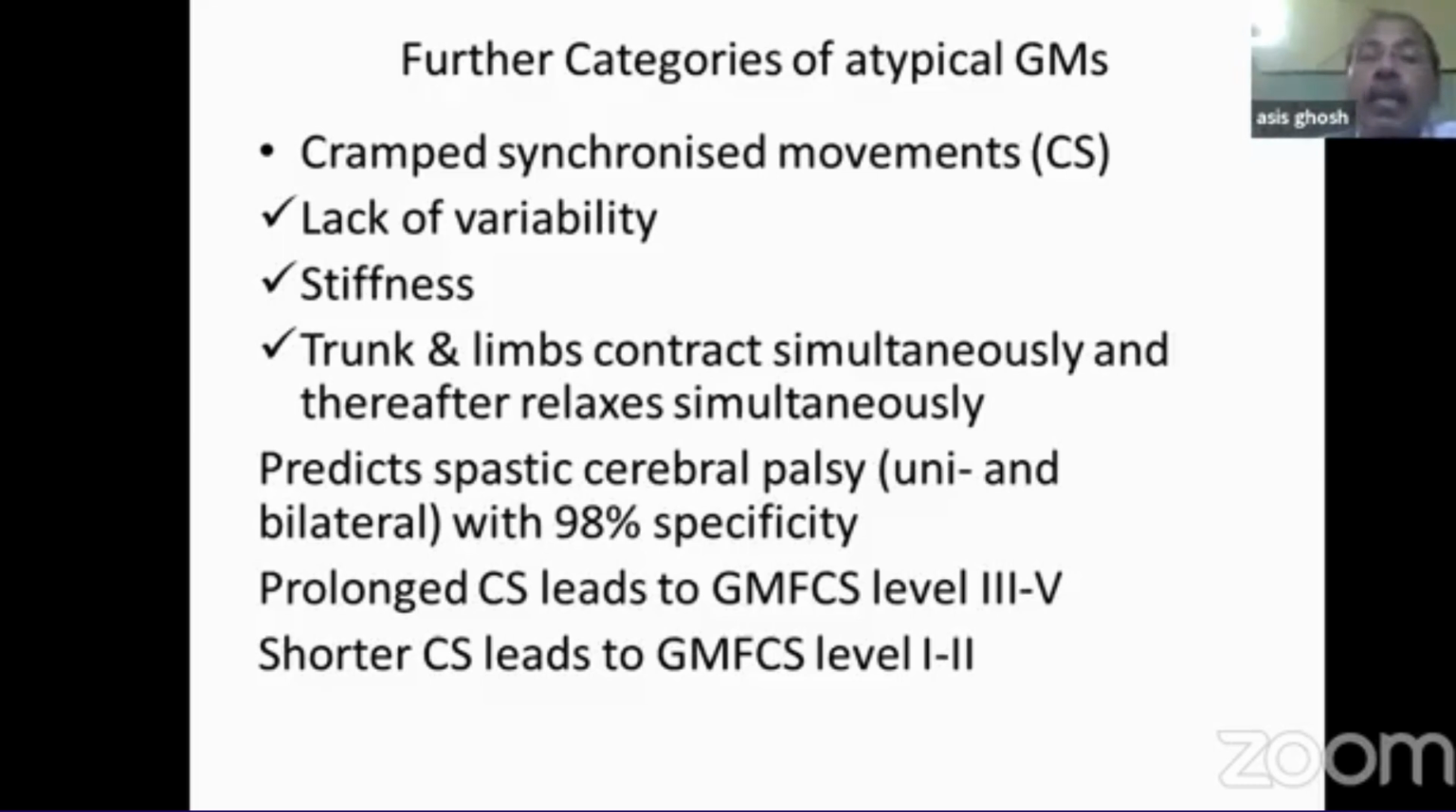And this is around the age of 34, 35, 36 weeks. Prolonged CS leads to GMFCS level 3 to 5, and shorter CS leads to GMFCS level 1 and 2. So I will show a video of cramped synchronized movement.